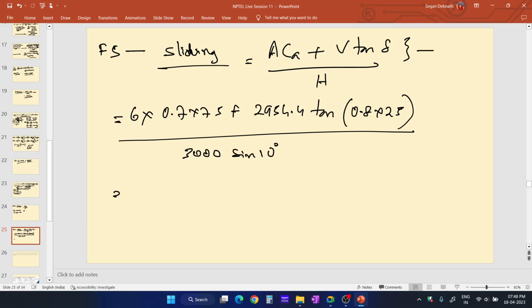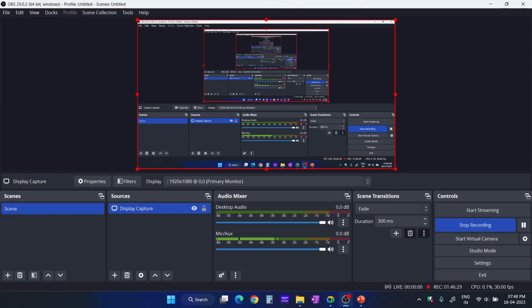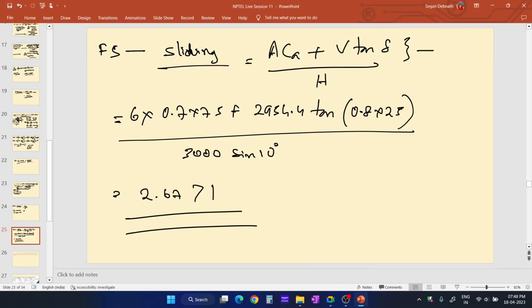So now if you calculate this equation, you will get the value of the factor of safety against sliding. The factor of safety against sliding comes up to be around 2.67, which is greater than 1. So the footing is safe against sliding. I hope you have understood this particular problem.